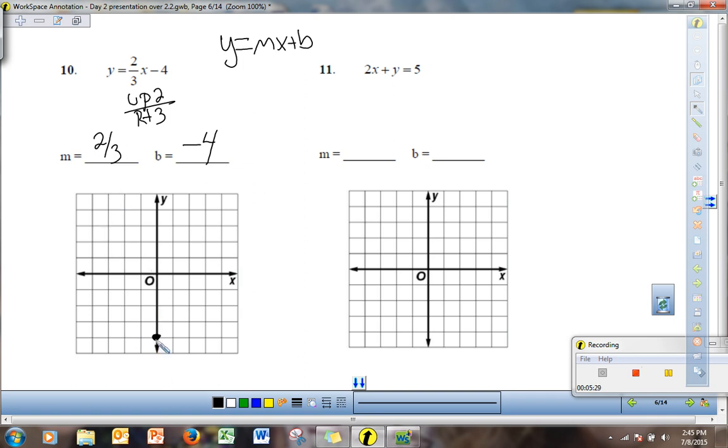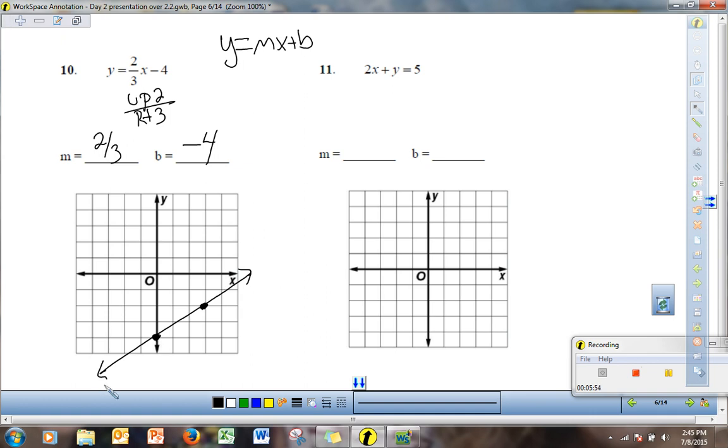My slope is 2/3, so I'm going to go up 2 and over 3 from the y-intercept. Some people mess it up because they want to go up 2 and over 3 from the origin. So we got those. Connect those dots. Since this is a line that goes on forever, put your arrows on it, and boom, you got it.